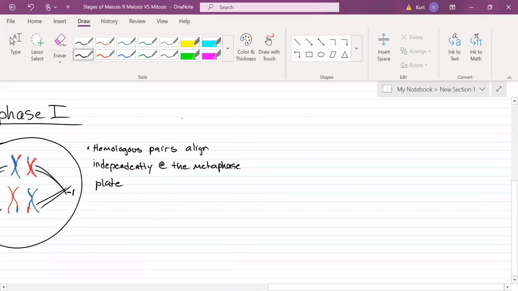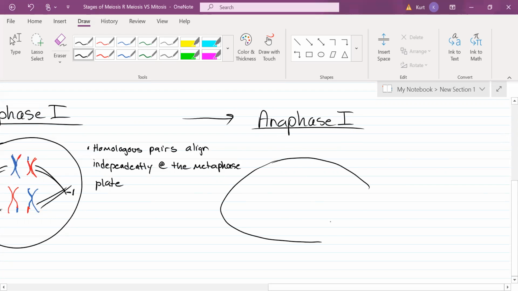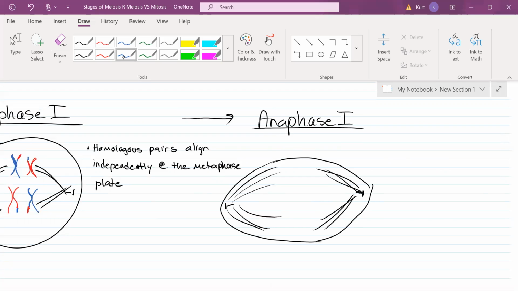Okay, let's continue to anaphase 1. All right, here the cell is starting to spread apart. So we have this one chromosome here. A little chunk there. I'm using all my blue when I need it.